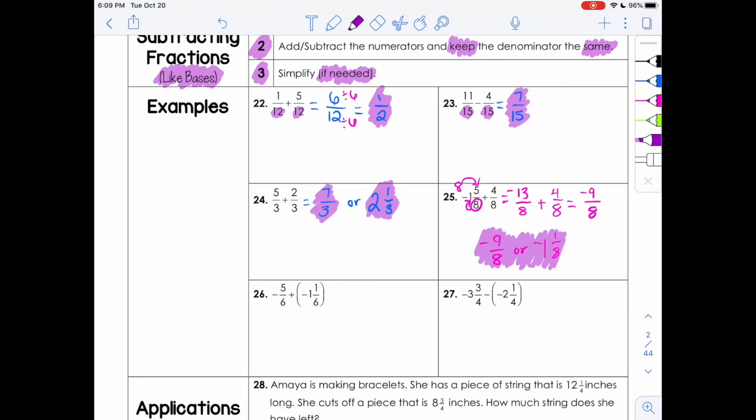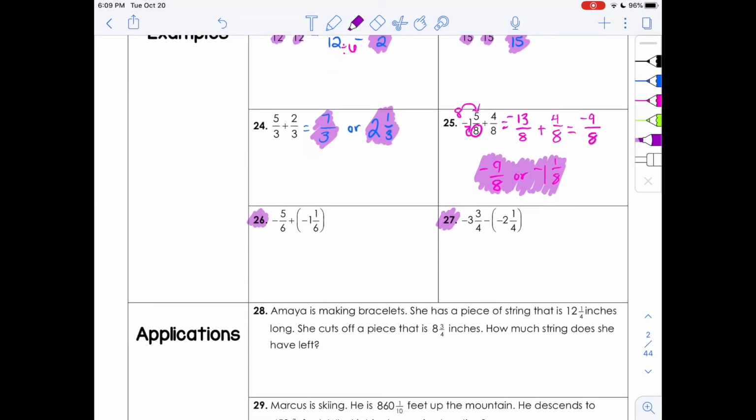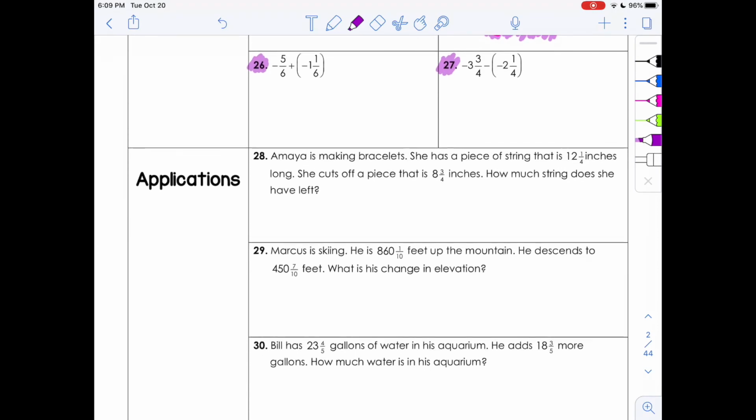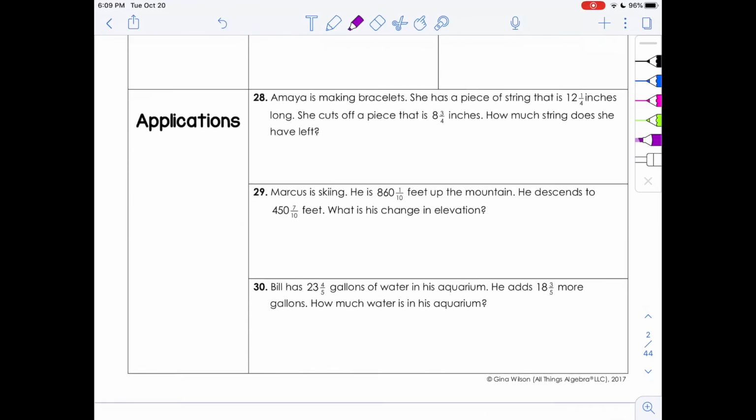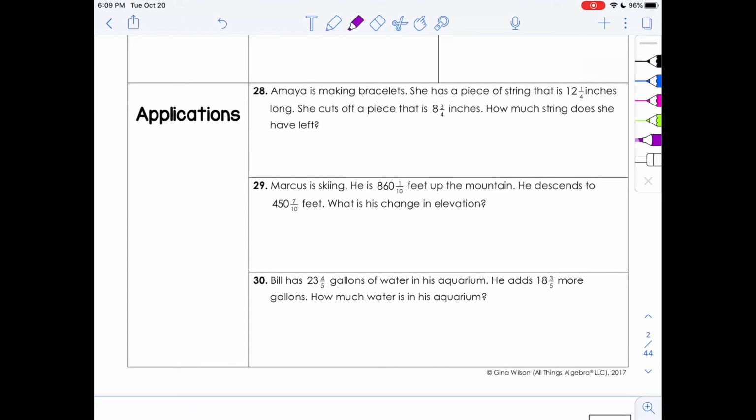Go ahead and highlight number 26 and highlight number 27. And let's look at how we can apply adding and subtracting with these rational numbers. Amaya is making bracelets. She has a piece of string that is 12 1/4 inches long. She cuts off a piece that is 8 3/4 inches. How much string does she have left?